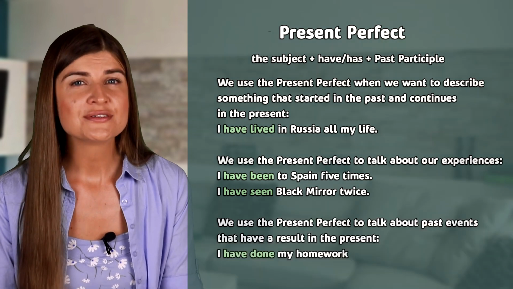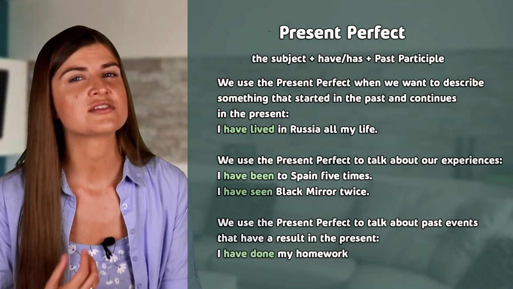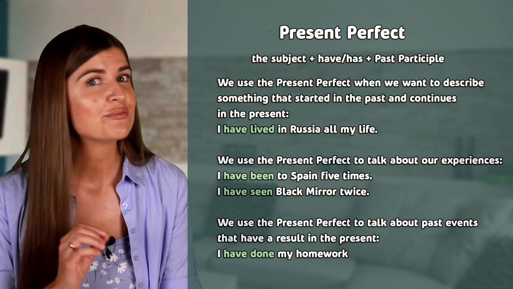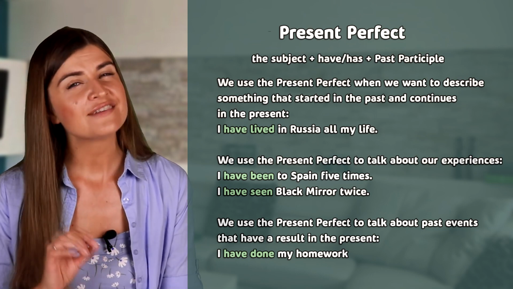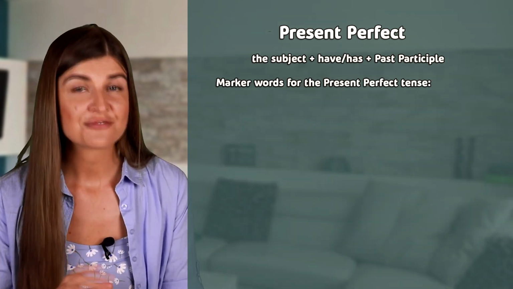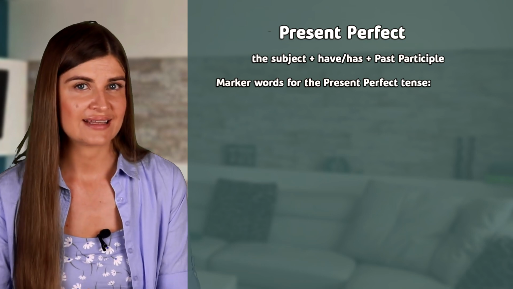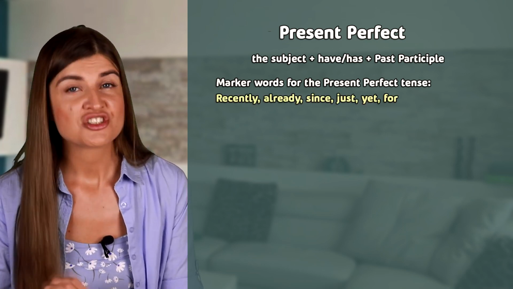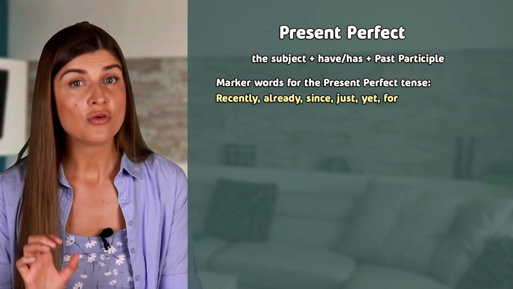And finally, we use the present perfect to talk about past events that have a result in the present. I have done my homework. We have marker words for the present perfect tense like recently, already, since, just, yet, and for.